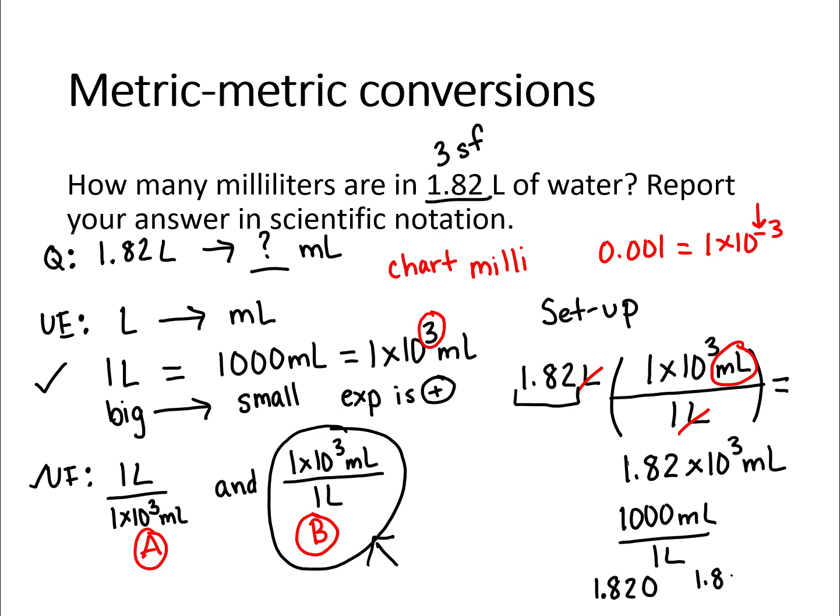So the coefficient would be 1.82, and then you move your decimal point 1, 2, 3 times to get it back to where it was. And it's positive because we moved the decimal point from where it was at the end to the left. That's one way to think about it. The other way to think about it is that the number itself, 1,820, is bigger than 1. So your exponent is going to be positive. Does that answer your question?